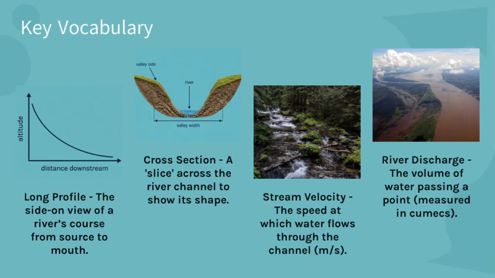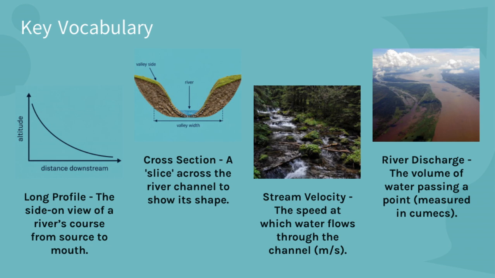Before we go further, let's look at the key vocabulary. The first term is long profile. The long profile is the side-on view of a river's course from source to mouth. It shows how the river's height changes along its journey. The second term is cross-section. A cross-section is like taking a slice across the river channel. It shows the shape of the channel, including its width and depth.